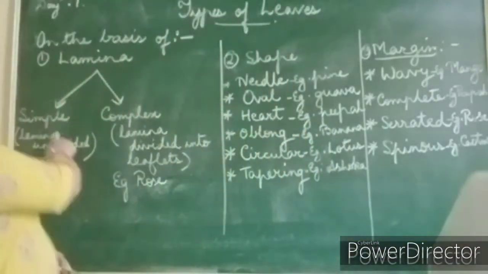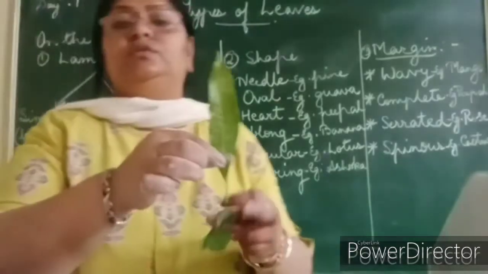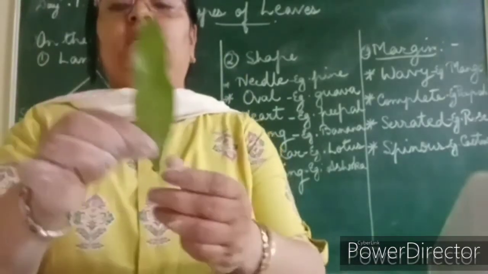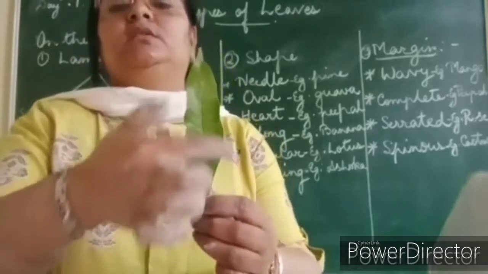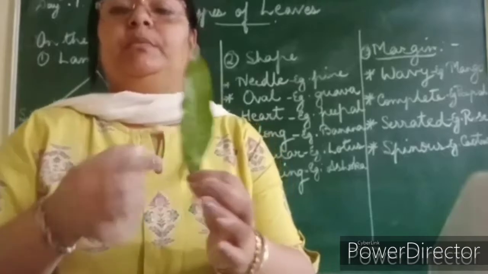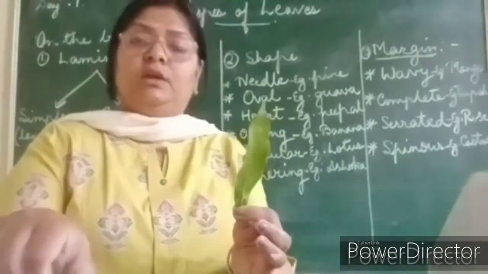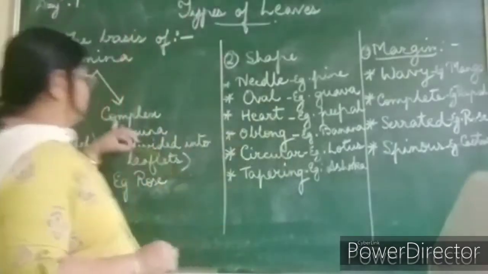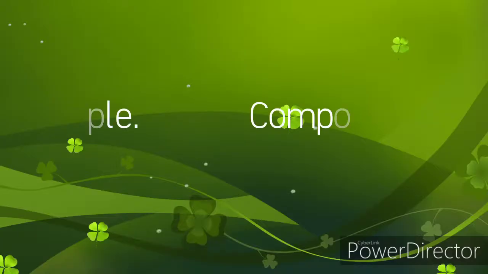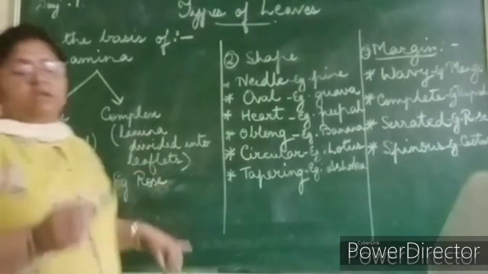In the simple leaf, you'll see the lamina is undivided. The flat green broad part is just a single leaf. For example, mango, or you can take the example of a china rose. Now talking about the compound leaf, in a compound leaf the lamina is divided into small leaflets, as you see in a rose.